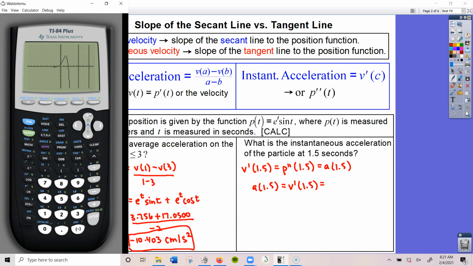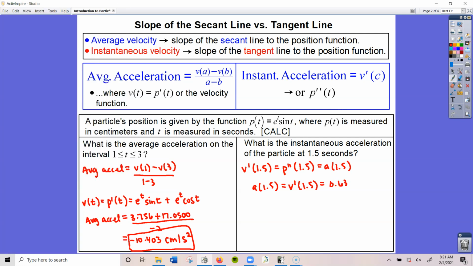So we can just simply find the derivative of the velocity at 1.5, which again, the calculator does for us. If I come here to the graph and I go to second calc, the dy dx, this would be the derivative of my velocity. I plug in 1.5 and I get the derivative of 0.6340. And this would be centimeters per second squared.